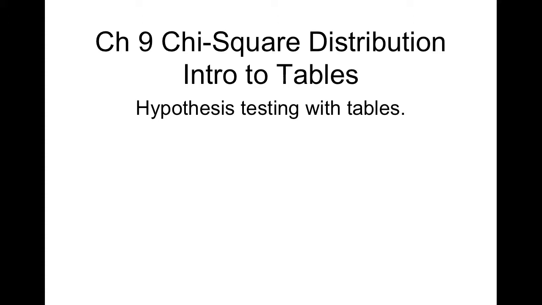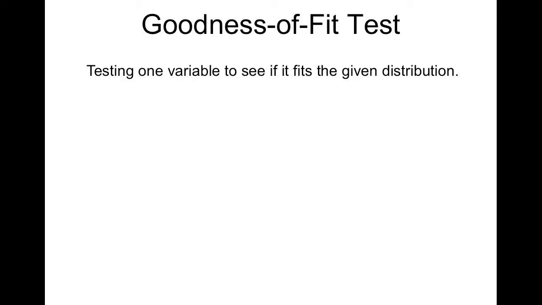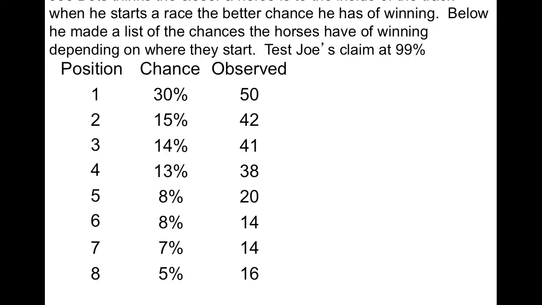So the last thing we're going to do with the chi-square distribution is look at one more example of the goodness of fit test. So we're looking at testing one variable to see if it fits the given distribution. The second example for the null and alternate video was when we looked at Joe Betts and his thoughts on the horse races. Joe Betts thinks the closer a horse is to the inside of the track when he starts a race, the better chance he has of winning.